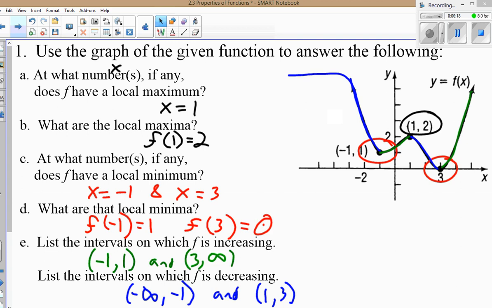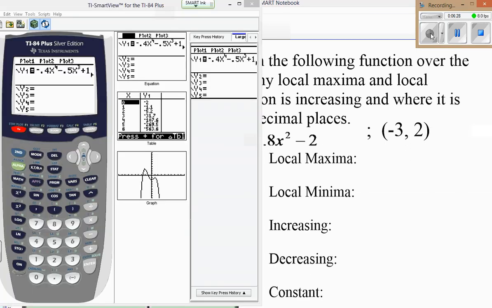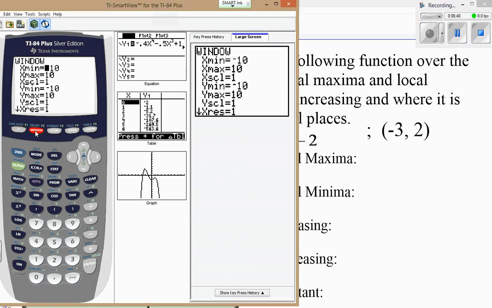Let's see what else. Use the graphing calculator to graph the following function. Here we're going to use our graphing calculator to make this easier. First thing I want to do is make sure I put in my y equals and type in my function. From there, I want to make sure I'm on the right interval. To change my interval, I'm going to go to window here. I'm just going to assume my y's from -10 to 10 are going to be okay, but I want my x interval from -3 to 2.